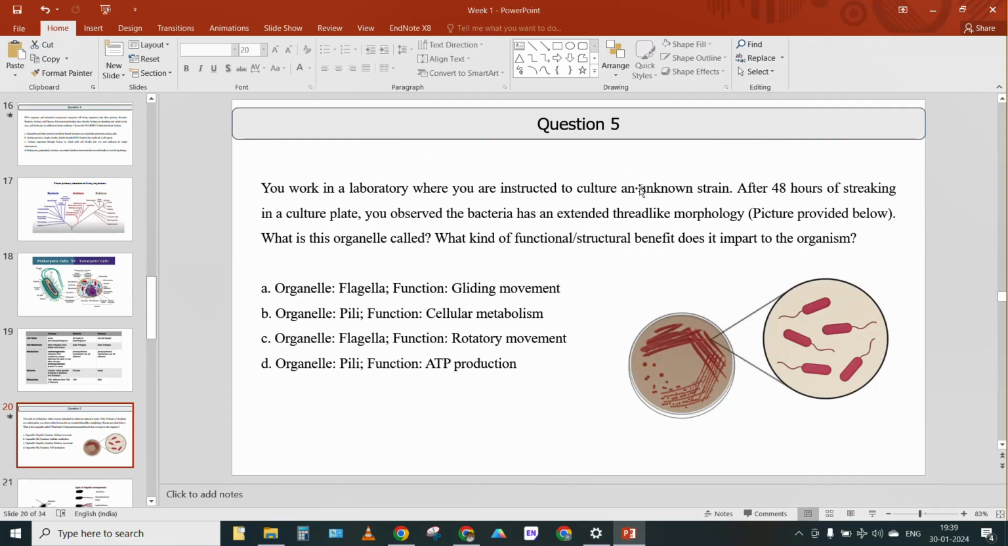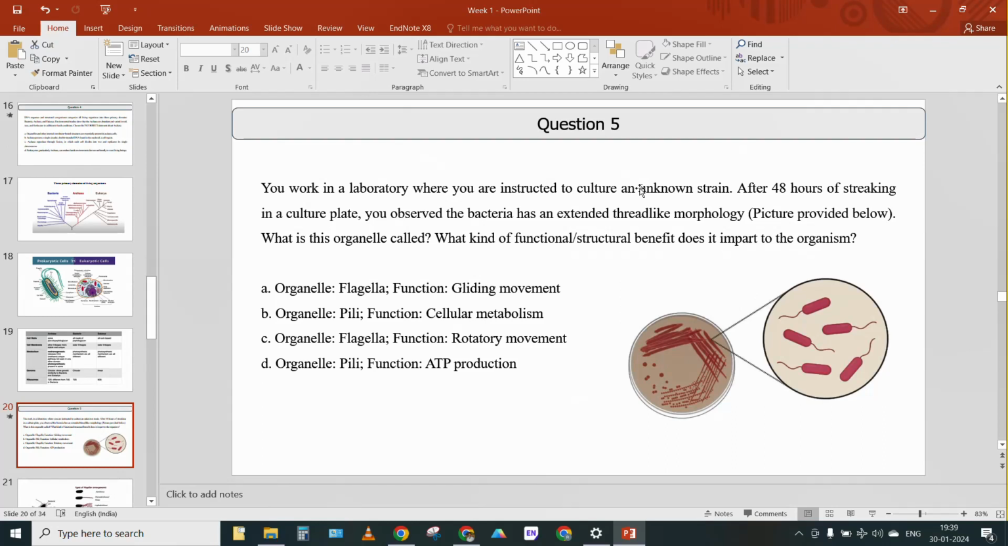Would anyone like to answer this question with a statement or any brief description? Sir, I think option C. And what is the reason behind option C?